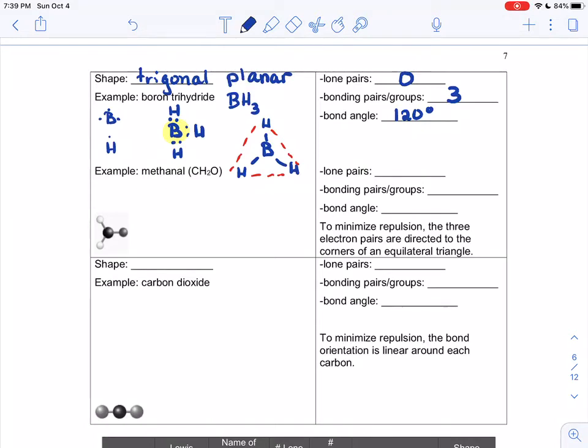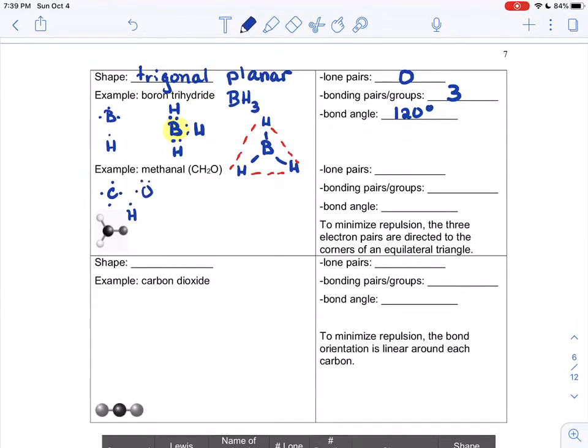We're going to do a second example here, and this one we're going to include a double bond. So the second example is what's called methanol. The formula is CH2O. So there's my carbon, there's my hydrogen, and my oxygen has 6. Again, my central atom is going to be carbon. I'm going to bond in my 2 hydrogens. And then, just to make this a little bit shorter, I actually have a double bond. So that's my electron dot diagram.